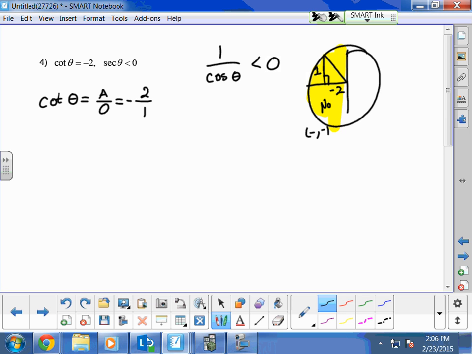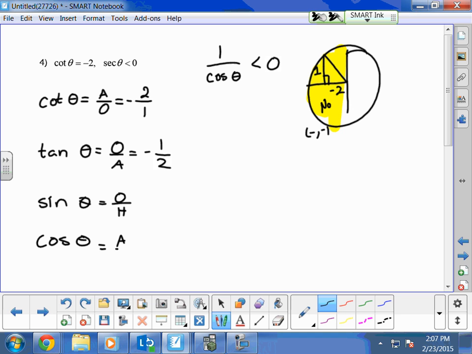So from here, you know what tangent is on this one. Tangent of theta is going to be opposite over adjacent. So in this case, it's going to be negative 1 over 2. I still need to find out what sine theta is, and what cosine theta is. But once you have these, everything else becomes a breeze. Opposite over hypotenuse, adjacent over hypotenuse. Opposite in this one is going to be positive 1, because we defined that the a is negative 2. So this one's going to be positive 1, and this one's going to be negative 2.